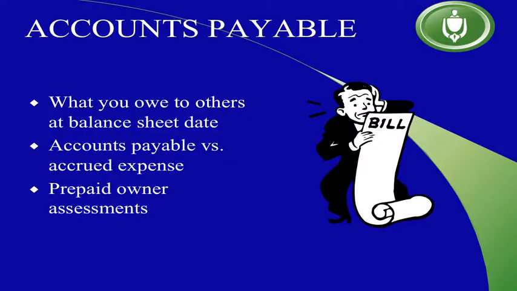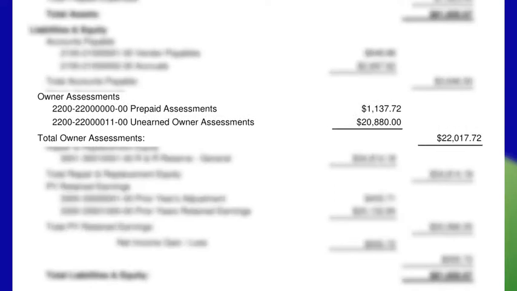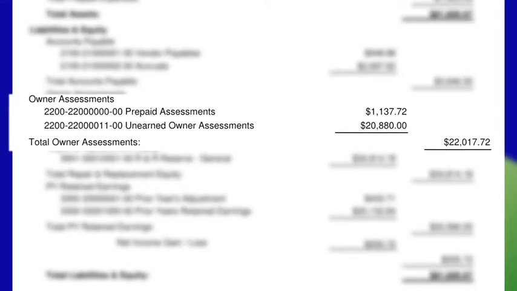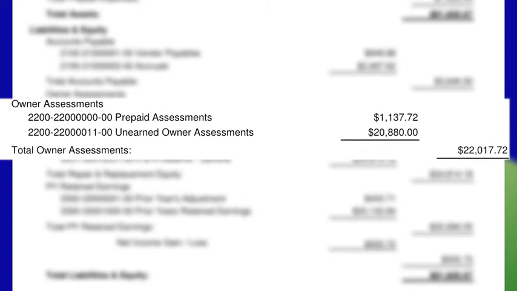Then once the actual bill is received from the electric company, it will be moved from the temporary accrued expense up into accounts payable and eventually paid. You may also have prepaid owner assessments. This is where a homeowner pays his or her dues ahead of time. As an example here, you may have quarterly assessments, but a homeowner may send in the entire year's assessments in January so that he or she does not have to worry about writing quarterly checks.